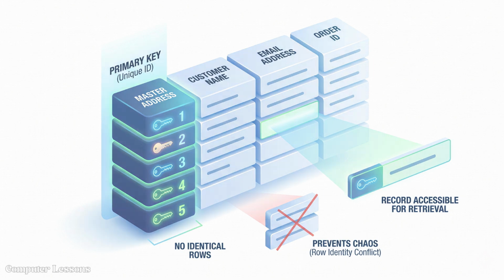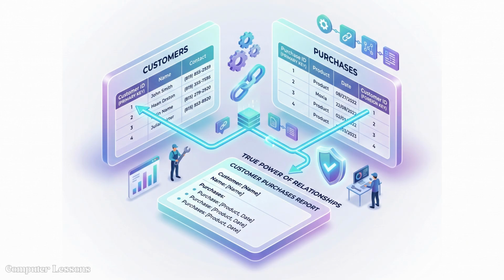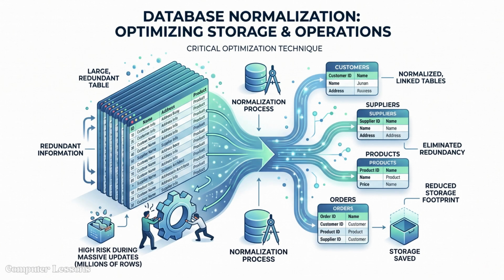The true power of this architecture lies in establishing relationships between different independent tables through the use of shared and unique identifier codes. Engineers achieve this by utilizing foreign keys containing the primary key of another table to link customer records to their purchases. Database architects use a critical optimization technique known as normalization to eliminate redundant information and reduce the total storage footprint of the system.